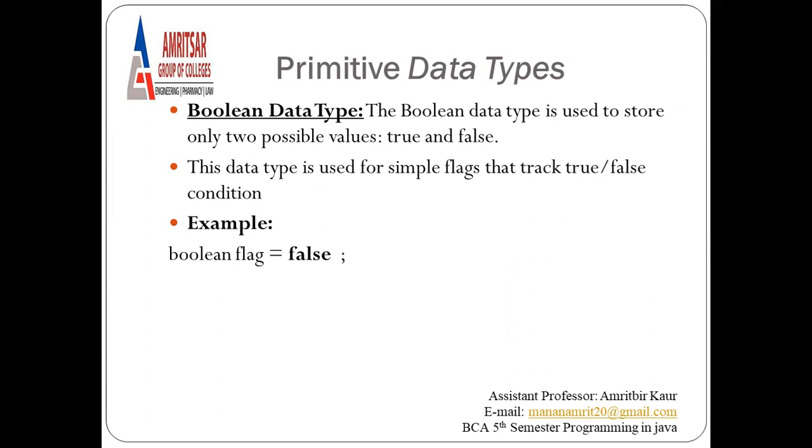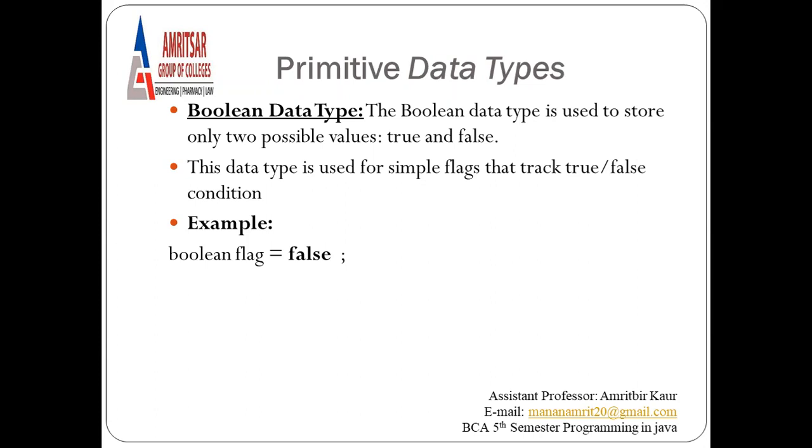Firstly, we have the Boolean data type. The Boolean data type is used to store only two possible values, true and false. This data type is used for a simple flag that tracks a true or false condition. So where do we use the Boolean data type? It is used to store flag values that track true or false conditions. We can also use the Boolean data type for decision making and looping. So here is an example of a Boolean.